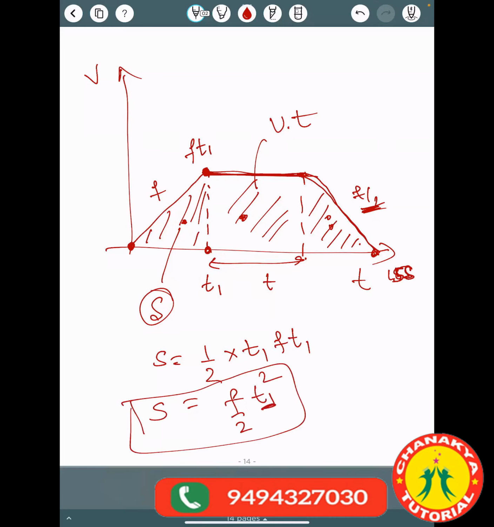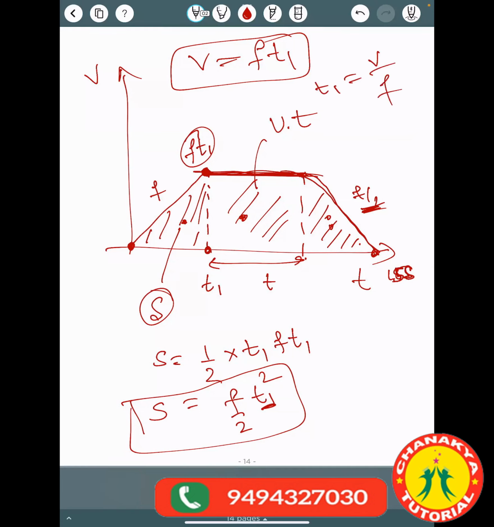How will you get this t1? That is the question. The whole challenge in this question is how you will get this t1. Since they are saying that it is moving here with a velocity v, right? What is that v? F into t1, right? Any doubt here? There should be no doubt because it has acquired this much speed. Now it is moving constantly with that much speed. So v is equal to F into t1. So from here you get t1 is equal to v by F. So just substitute here. F by 2 into t1 square is v square by F square. So you cancel this out. You get v square by 2F.